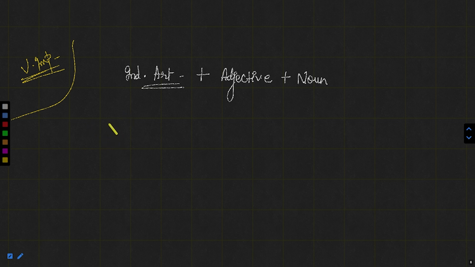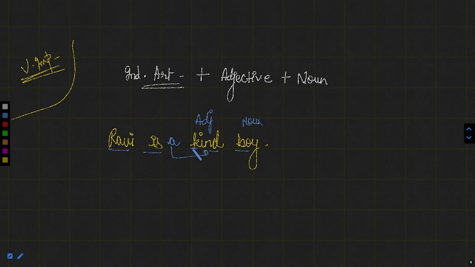Suppose, if I say Ravi is kind boy. Now, do you think the sentence is correct? No, not at all. How? Boy is a noun. Kind is an adjective which is qualifying the word boy, that he's a kind boy. So, we need an indefinite article over here, that is a. Now, this a depends on this word, that is kind. Kind is beginning with a ka sound, which is a consonant sound. So, before a consonant sound, we place a.